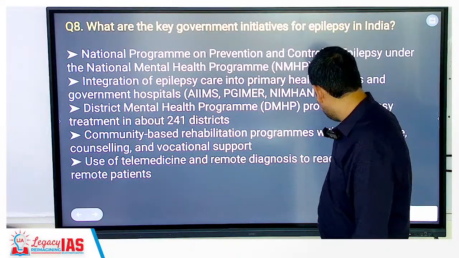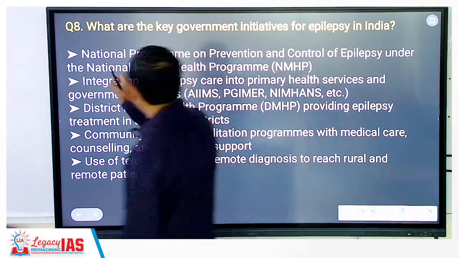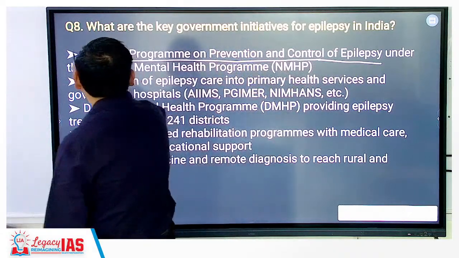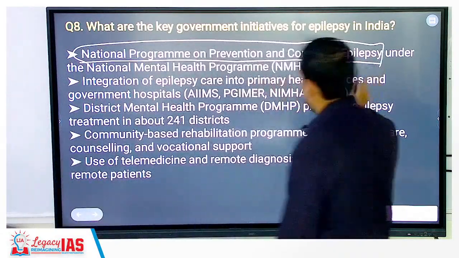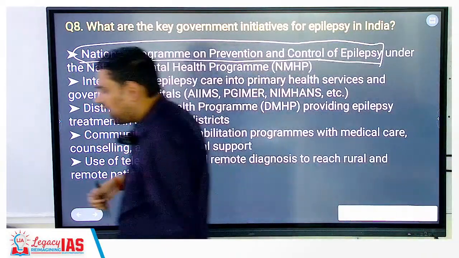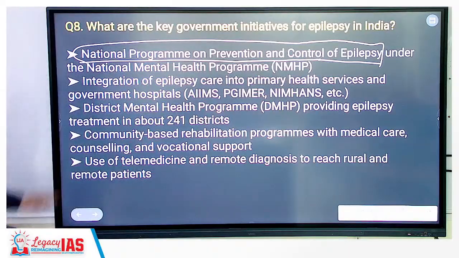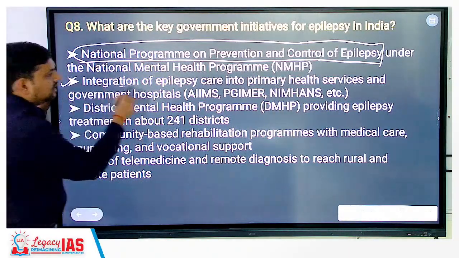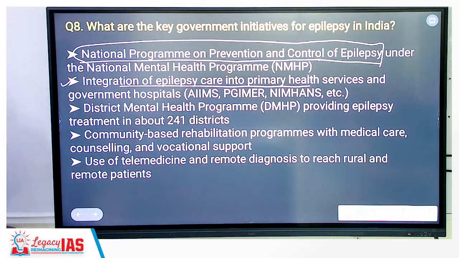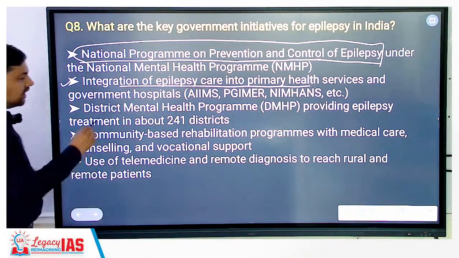Next, what are the key government initiatives? One is the National Program on Prevention and Control of Epilepsy. Then what they have done, they have increasingly integrated epilepsy care into the primary health services of the government hospitals. So government hospitals provide certain primary health services, correct? In that they are increasingly integrating this. Then there are district mental health programs.